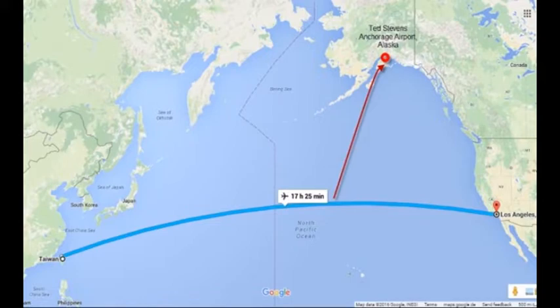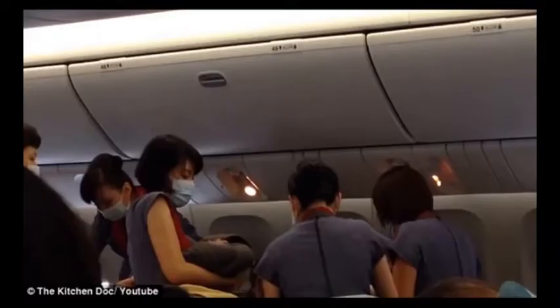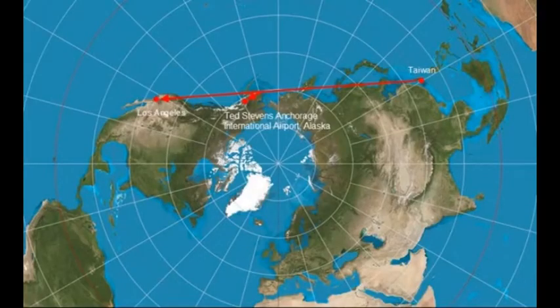Number 4. Why did a plane flying from Taiwan to Los Angeles make an emergency landing in Alaska? This claim dates back to 2015, when a pregnant woman went into labor partway through the long flight across the Pacific and actually gave birth before they could land. Flat earthers claim that the emergency landing in Alaska only makes sense on a flat Earth and not on a globe Earth.